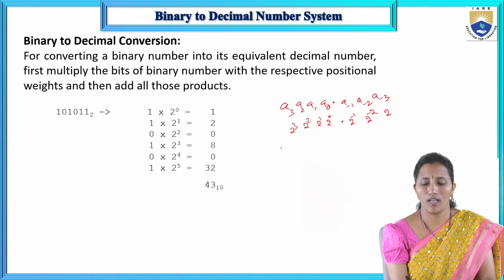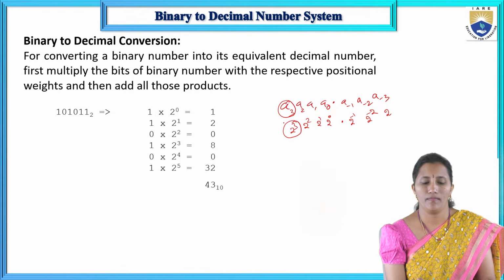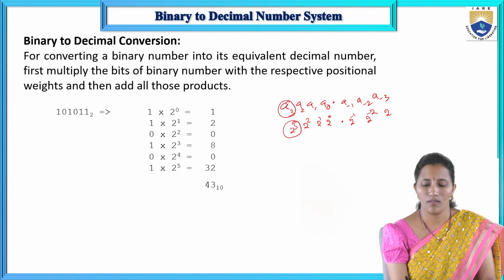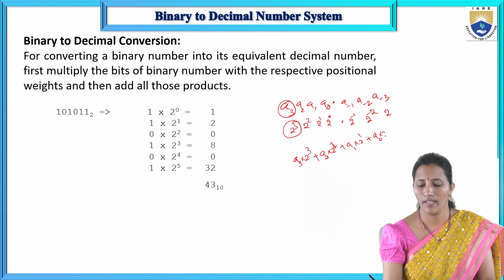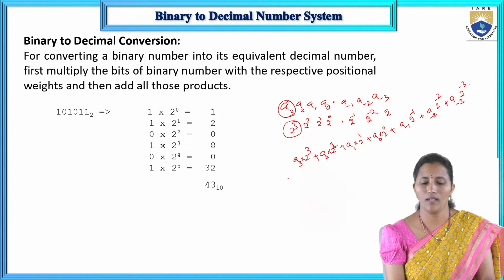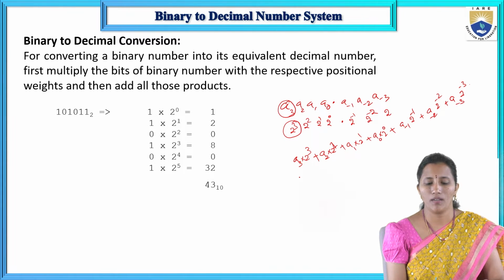So to find out the binary number's value, multiply the weight of that value with the positional value. So a3 into 2 power 3, plus a2 into 2 power 2, plus a1 into 2 power 1, plus a0 into 2 power 0, plus a minus 1 into 2 power minus 1, plus a minus 2 into 2 power minus 2, plus a minus 3 into 2 power minus 3. Like that we have to convert the binary number into decimal number system.